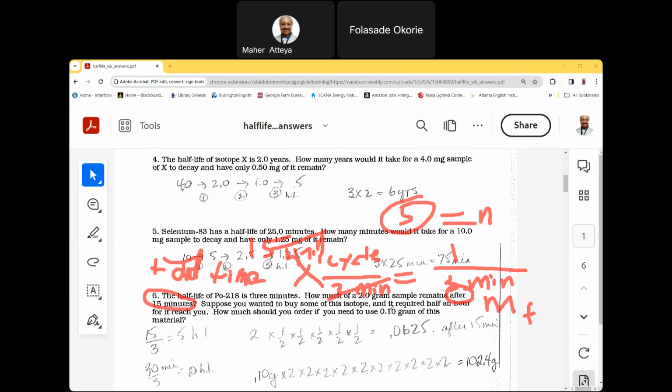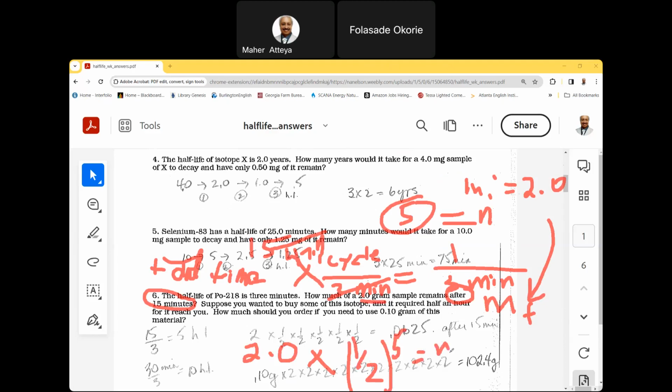How much of the 2 gram sample remains after? So that's what you started with. How much will be remaining after? So the MI is 2.0 gram. They are asking about the MF, correct? So it will be 2.0, that's MI, multiplied by half over 5, correct? That would be MF. Try to see if you get this one correct.